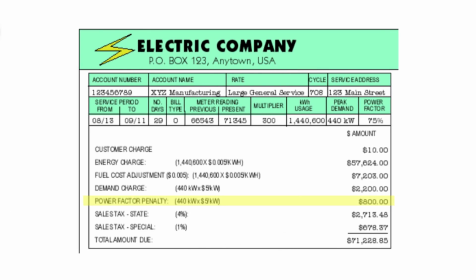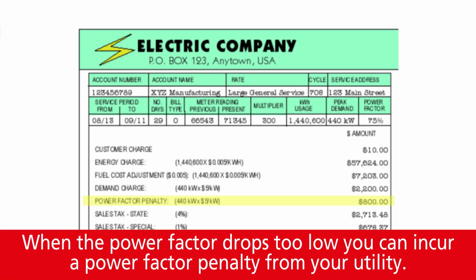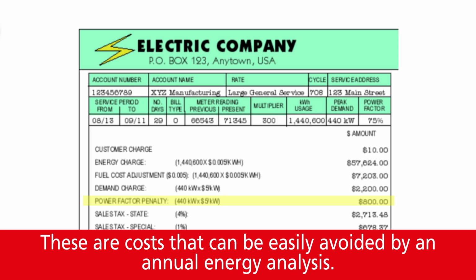Power factor penalties. When equipment is starting up, it'll often add an inductive load to the system. This will cause phase shifts that will lower the power factor. When the power factor drops too low, you can incur power factor penalties from your utility. These are costs that can be easily avoided by annual energy analysis.